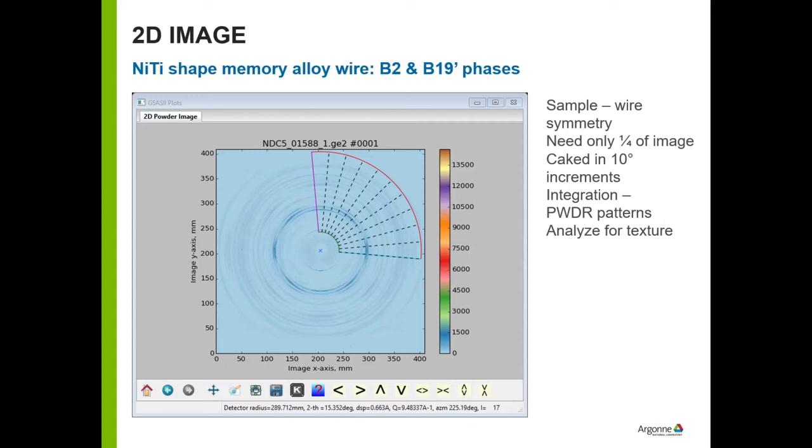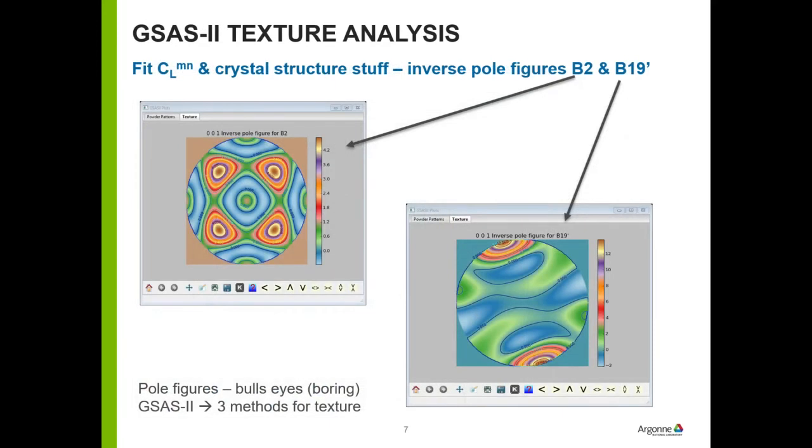So what one does is you do the integration, but you do it in so-called cakes, in 10-degree increments, because what you're trying to do is sample the variation of the intensity from this slice versus that slice versus that slice. And that gives you enough information to be able to extract out what the texture is. And you do this, and you fit the various C terms and the orientation of the sample, which is very close to 0, 0, 0.